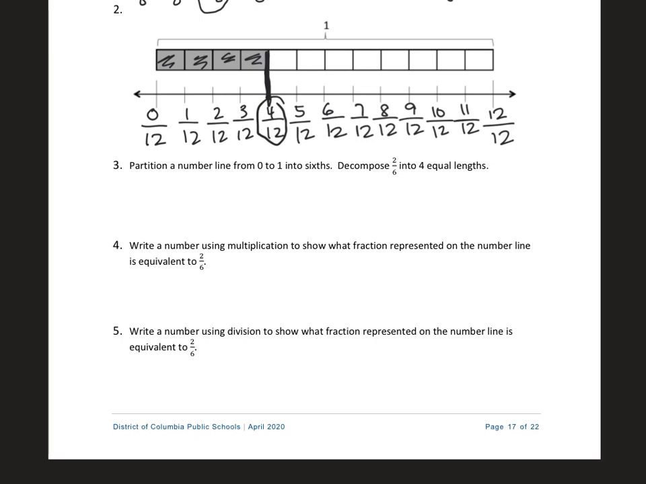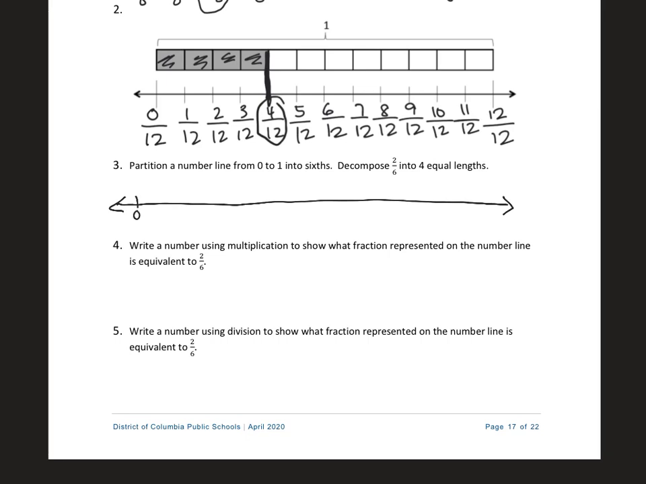All right, now it says number 3, partition a number line from 0 to 1 into 6. Decompose 2/6 into 4 equal lengths. So let's just start with the beginning. We are going to partition a number line from 0 to 1 into 6. Okay, so here is my number line. All right, and then I'm going to partition it from 0 to 1 into 6.